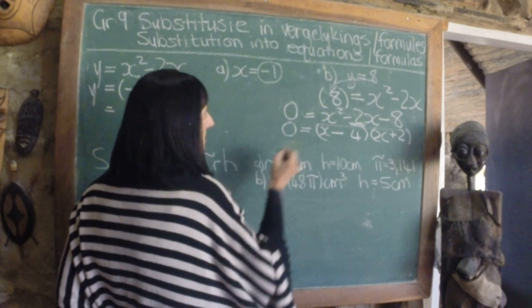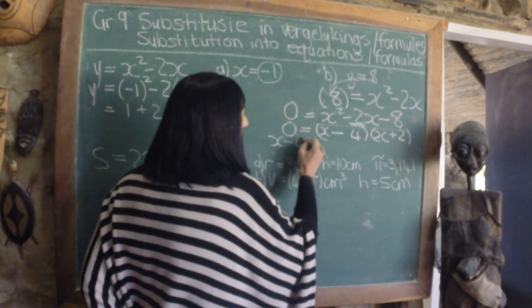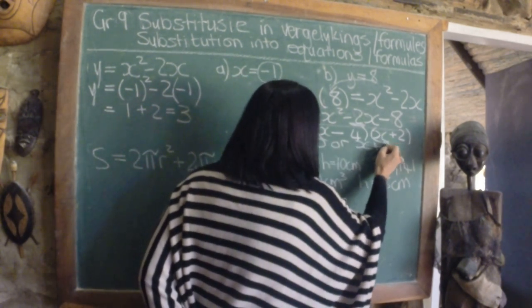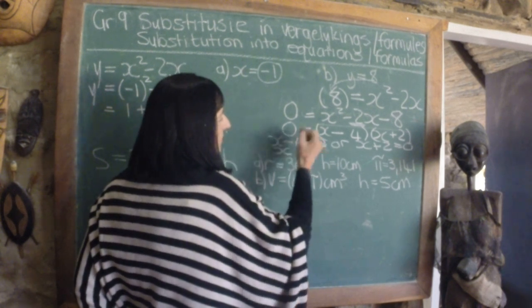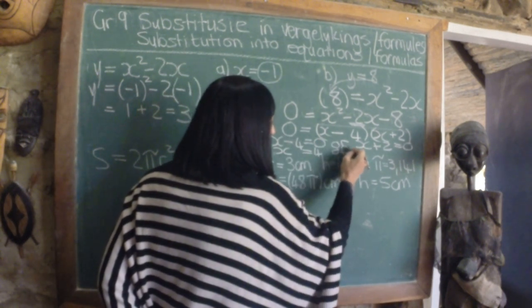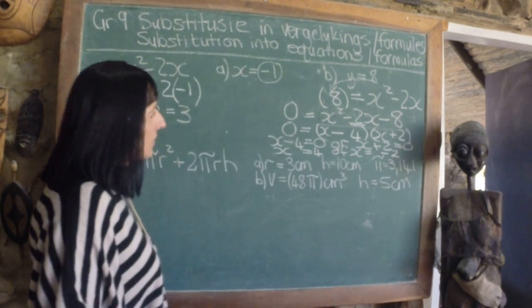Now I'm back at the zero factor law, so either the one bracket must be 0, or the second bracket must be 0. So I'm going to get two answers. As ek die minus 4 oor die is gelyk kan vat, is dit plus 4 of minus 2. There you are.